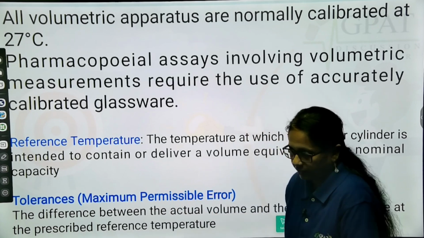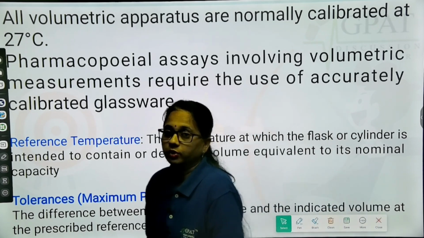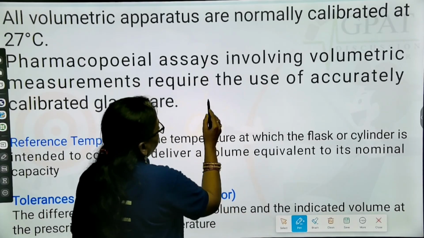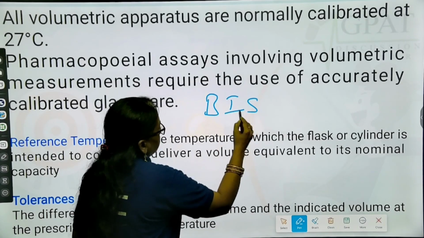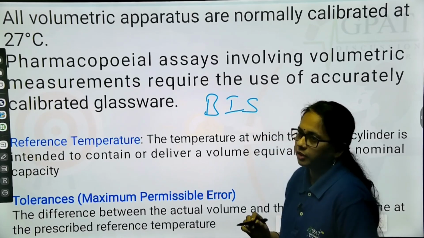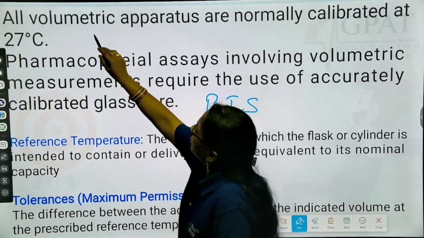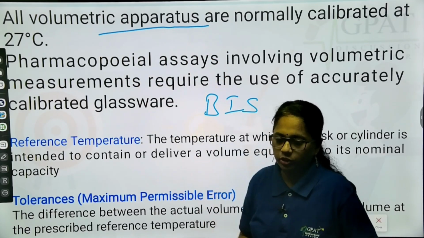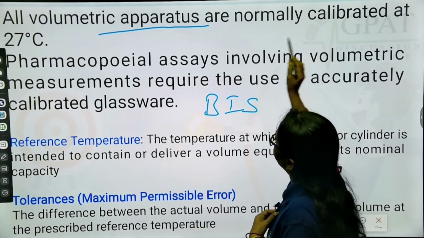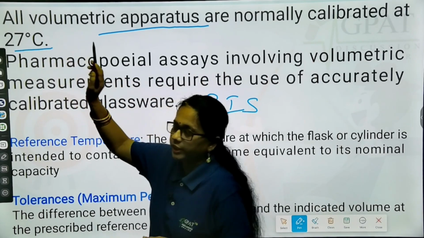Okay, so for that purpose, according to our standards, that is the Bureau of Indian Standards, BIS, they have concluded in their document that all the volumetric apparatus we are going to use are normally calibrated at 27 degrees centigrade.